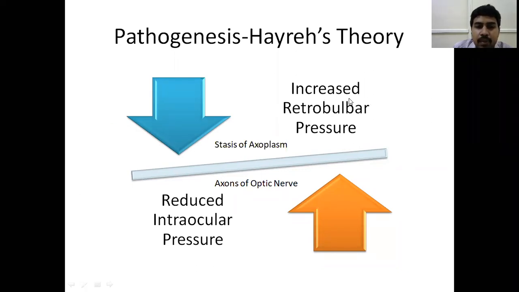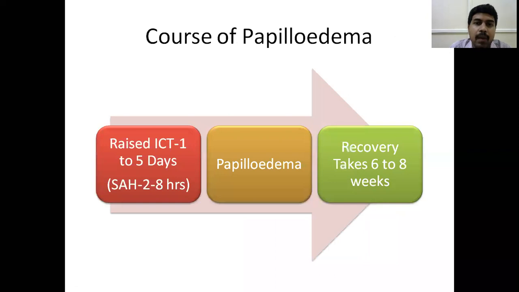So that is increased retrobulbar pressure. Similarly, reduced intraocular pressure: suppose the intraocular pressure is reduced and here the pressure of the axoplasm is more. So what happens? Due to gravity, this axoplasm comes here. It settles in this optic disc and it causes edema. So this is called Hayreh's theory, which is the pathogenesis for papilledema.